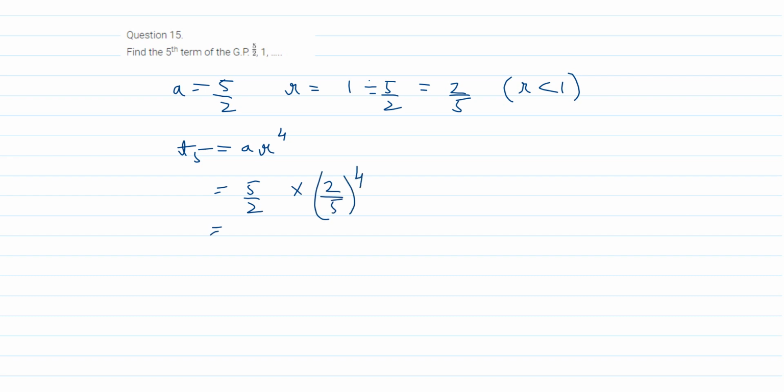So here, students, 2 raised to 4 over 5 the whole cube. Okay, because I have removed 1 because I know this is getting cancelled out. So it is 2 cube, 8, and what is 5 cube? 125. So my T5 is equal to 8 upon 125.